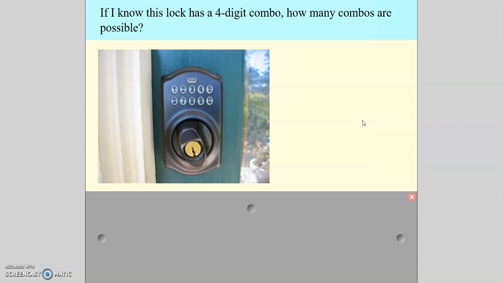Let's say my neighbor here has a lock on their door and they've got a 4-digit combo. And I want to break into their house, let's say. How many different combos are possible?